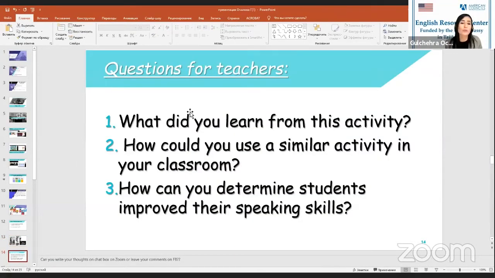But I have some questions for teachers. While you watch these photos, what did you learn from this activity? How could you use a similar activity in your classroom? How can you determine whether students improve their speaking skills or not? Can you please write in the chat box, maybe? Maybe Nasiba can read them to me.